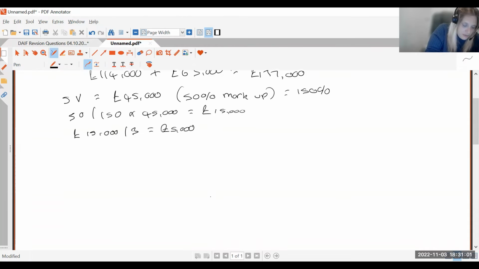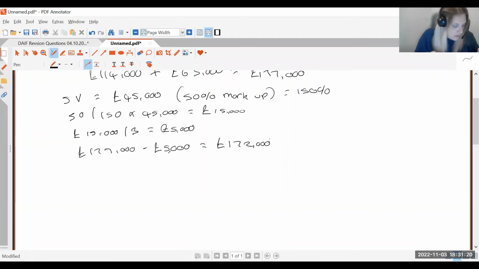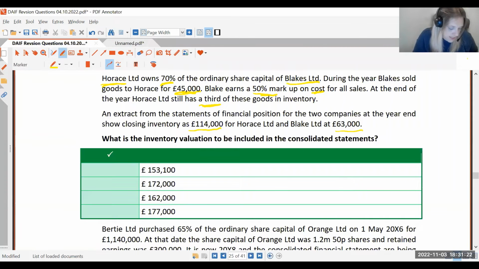Now, what we do is take our 177,000 that we calculated in the beginning, which is our total inventory, take off the adjustment of £5,000 to give us £172,000. And as long as we're correct, there should be a box over here saying £172,000.